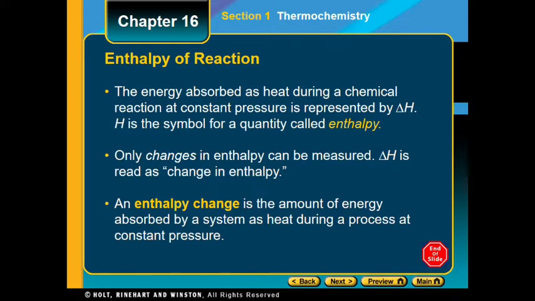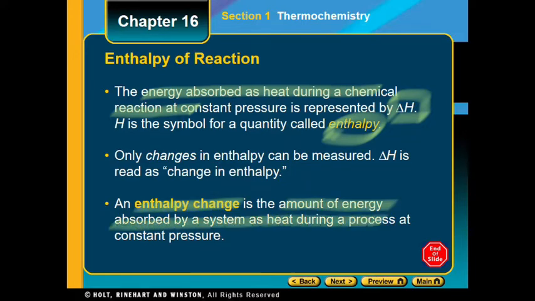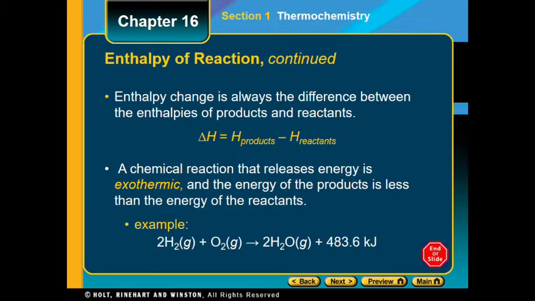So we've got enthalpy, which is a word we're going to cover now. The abbreviation for it is delta H. This is the energy absorbed as heat during a chemical reaction. Pressure is going to be held constant, so we typically call it the change in enthalpy. So our enthalpy change is the amount of energy absorbed by a system as heat during a process at constant pressure. The equation that we use for this, delta H, is equal to enthalpy of your products minus enthalpy of your reactants.